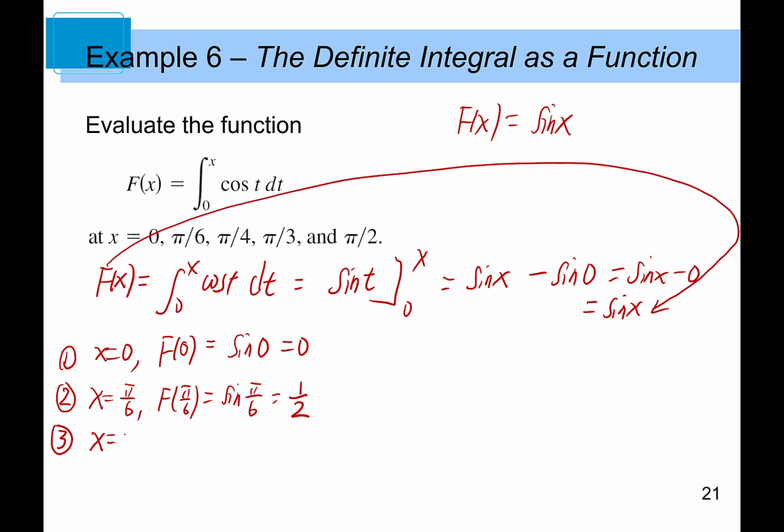So x equals pi over 4. So f of pi over 4 equals sine pi over 4. Sine pi over 4 equals radical 2 over 2.